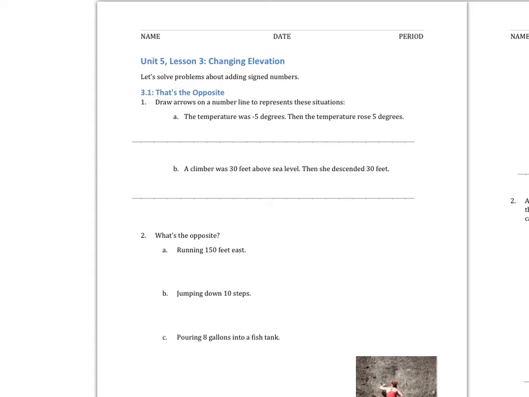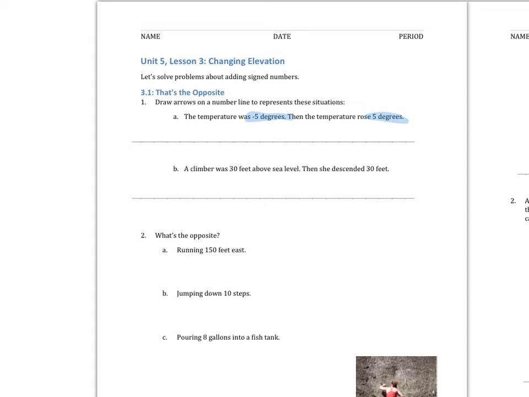All right, let's take a look at the first activity. It's called That's the Opposite. Obviously, we're going to be looking at things that are opposites. A few days ago, when we first introduced adding and subtracting, we went over the vocabulary word opposite. We defined it as two numbers that are the same number, but their signs are different. So, for example, in question 1a, -5 and 5 are both opposites. We have a negative and then we have a positive.